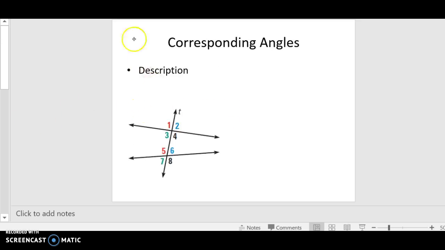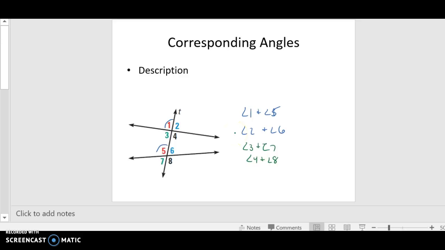The first pair of angles we're going to talk about are corresponding angles. I'll give you an example of a pair of corresponding angles, angle 1 and angle 5. Now, from this pair you could probably guess another pair of corresponding angles, and that would be angle 2 and angle 6. There are two other pairs you should be aware of, angle 3 and angle 7, and finally angle 4 and angle 8.